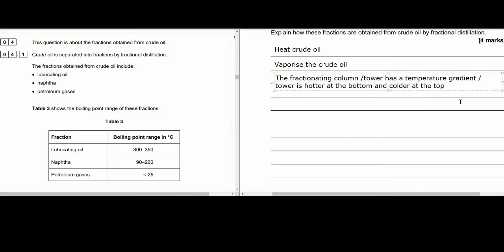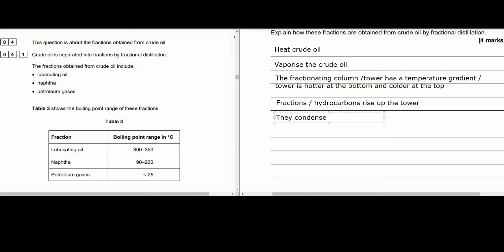Now, the next point that we need to get to is the fact that the different fractions rise up the tower. You can call them fractions or you can call them hydrocarbons. Now, saying that they rise up the tower, which is what they do, doesn't always get you a mark, but it makes it easier to visualize what's going on in your head.